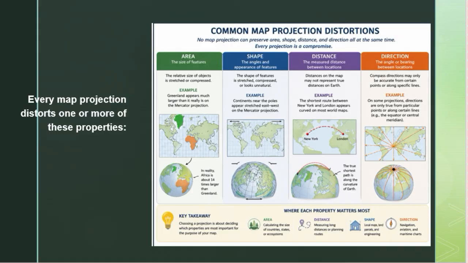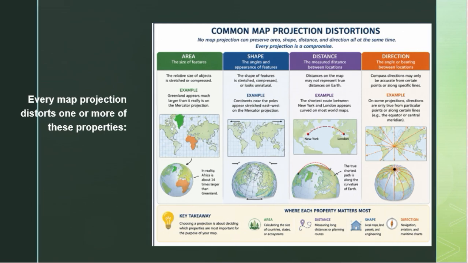So let's look at some common distortions and see why each projection makes a different trade-off, and why understanding those trade-offs is essential in GIS. And so this graphic is nice because it shows the compromise. So like if you want to preserve area, you're going to have some distortions. Area is one, and an example of this is the Mercator projection.